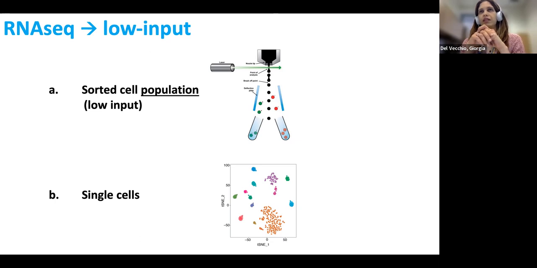And another example is if you work with cell-free RNA, so just the RNA that is floating in the serum, plasma, or any other biofluid, that could be an issue too. So usually the cell-free RNA is really low amount, so low input. And of course, a single cell has a really low amount of RNA.